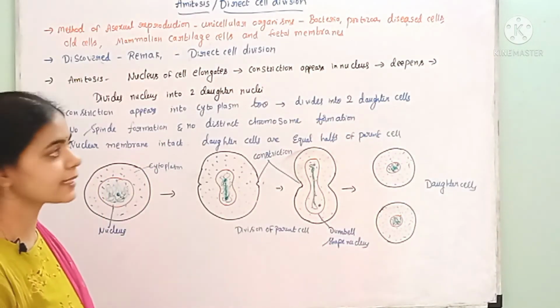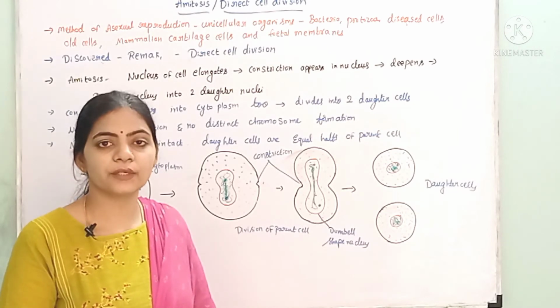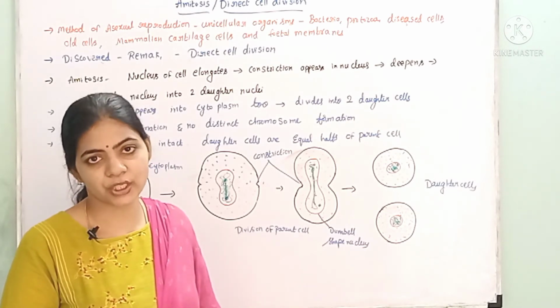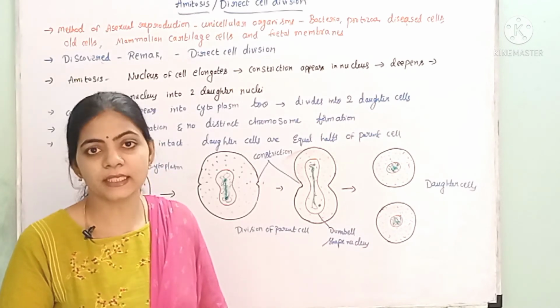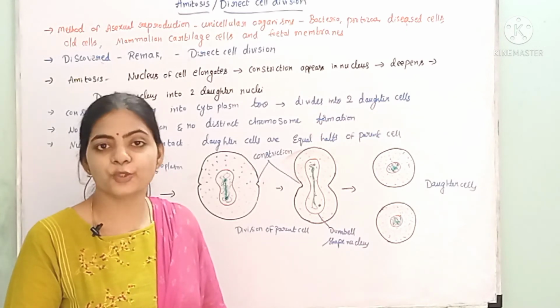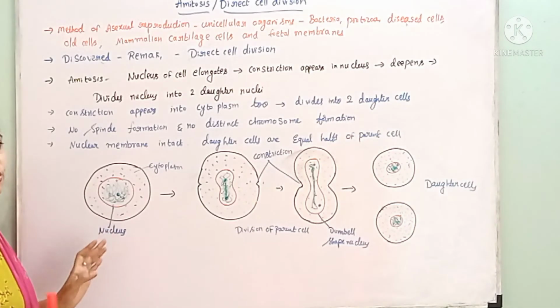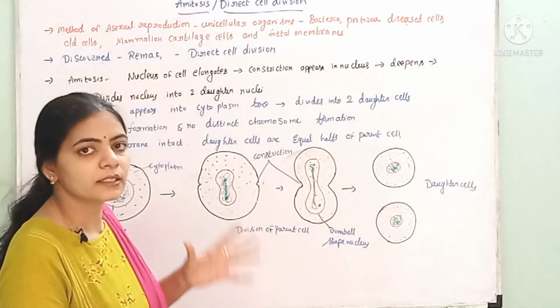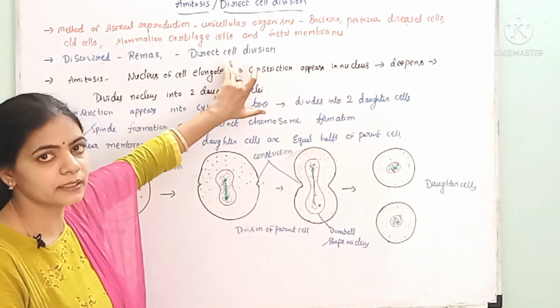Why is it called direct cell division? In cell divisions, before the division, the cell undergoes several changes. There is an interphase where DNA replication occurs and cell organelle duplication occurs. All those things will happen, right? But here there are no such changes observed. The cell directly divides. Hence it is called direct cell division.